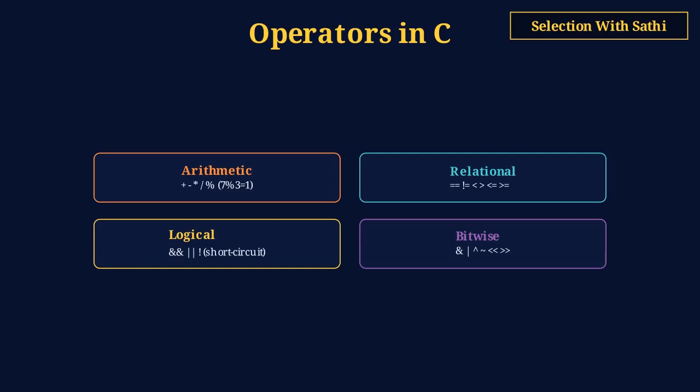Relational operators compare values: double equals, not equals, less than, greater than. They return 1 for true and 0 for false. Logical operators are double ampersand for and, double pipe for or, and exclamation for not. They support short-circuit evaluation. Bitwise operators work on individual bits: single ampersand for and, pipe for or, caret for XOR, tilde for not, and shift operators. Bitwise operations are very fast and commonly used in systems programming and embedded code.